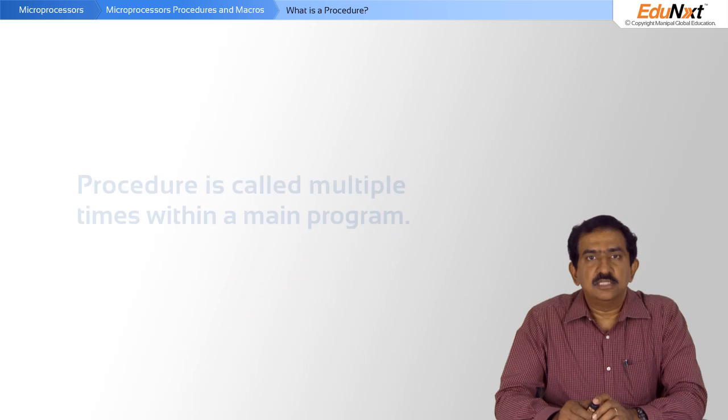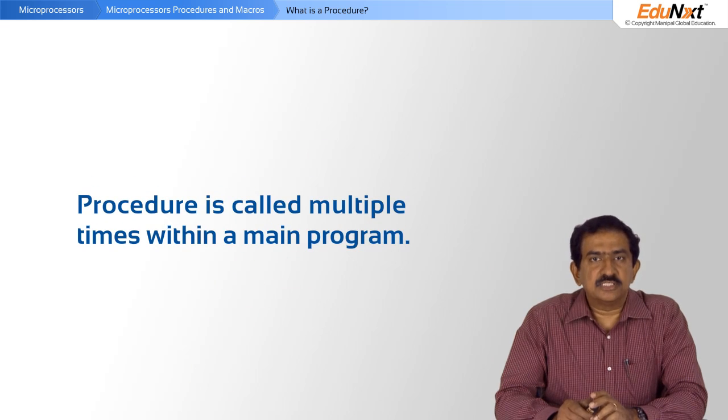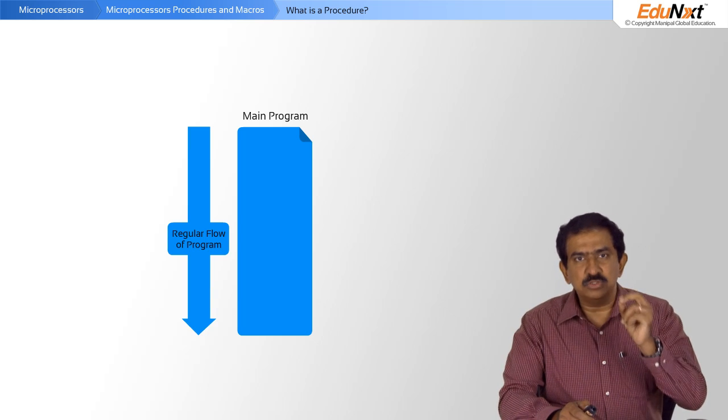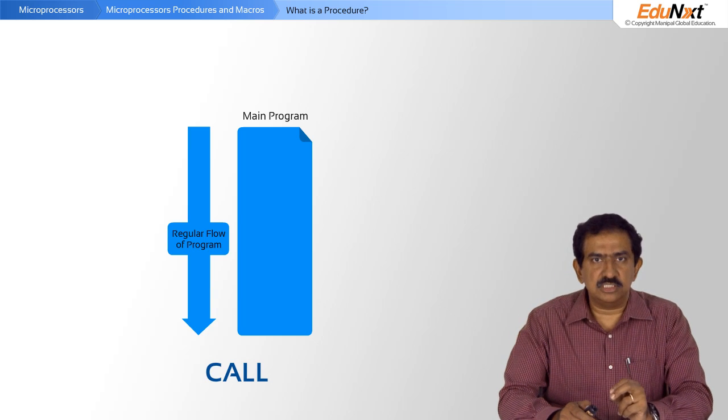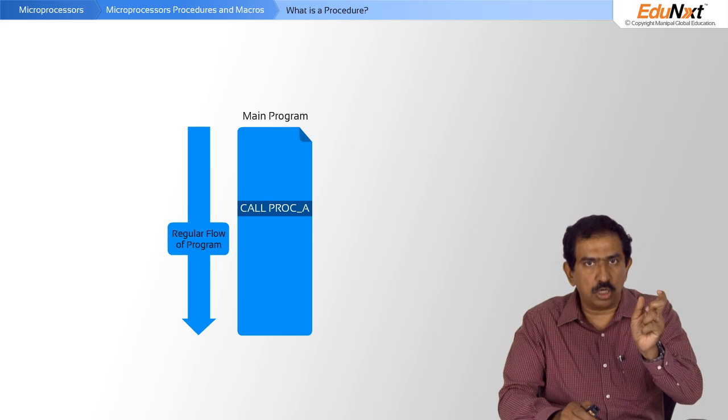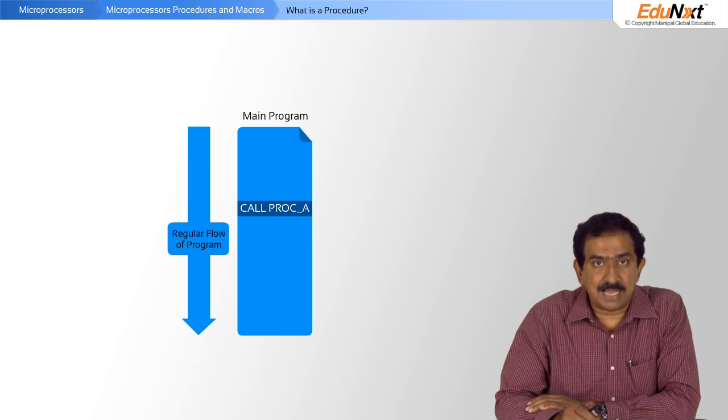In high level languages you have something called functions. And a procedure is exactly the same as a function except for one difference. We'll talk about the difference. The procedure is really something that you would call over and over again within your main program. So you've got a main program flow and you use an instruction called CALL, C-A-L-L, and the name of the procedure. So call proc A in this example.